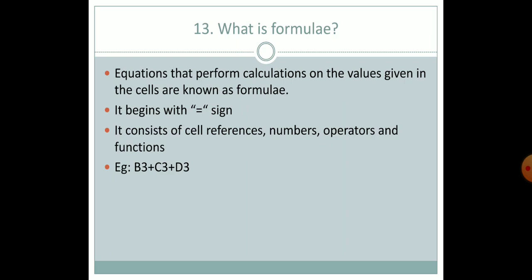So what is a formula? The equations that perform calculations on the values given, and it should begin with an equal to sign. Then the formulas will consist of cell references, numbers, operators and functions. Take the example I have given, B3 plus C3 plus D3. That means it will be adding, we can see from the plus symbol. So it will be adding the contents of B3 cell with that of C3 cell plus that of D3 cell.